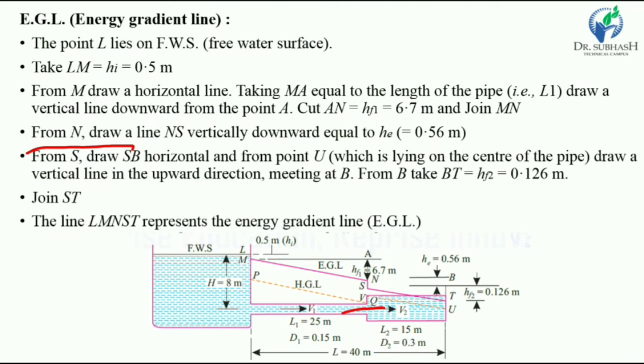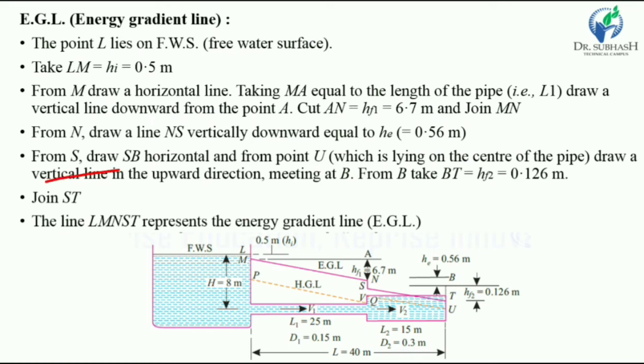So head loss due to the sudden enlargement occurs at this section. The head is further decreased due to the sudden enlargement. How much decrease? 0.56 meter. So here the NS line length is 0.56 meter downward, because the head is lost due to the sudden enlargement. So the line is downward. NS, how much length? 0.56 meter. Okay. Now we get the S point at the end of the line, 0.56 meter.